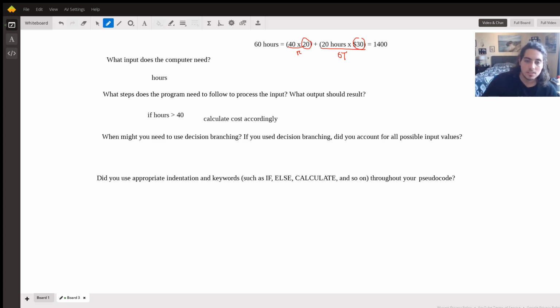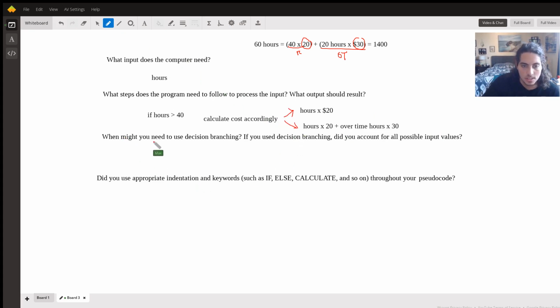If it's less than 40, we can simply just do hours times 20, which is the standard rate given. But obviously, if it's greater than 40, then we need to do like so. I'm going to do 40 hours times 20 plus overtime hours times 30, right? So these are the two possible steps.